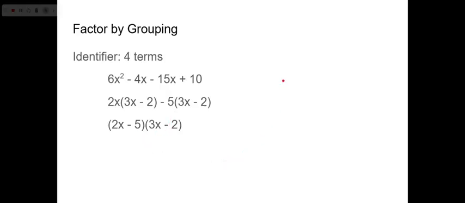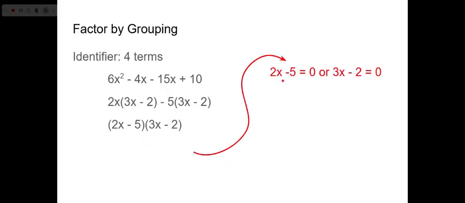And then again, your teacher wanted you to solve them, so you set each factor equal to 0. Add 5, divide by 2, I get x equals 5/2. Add 2, divide by 3, I get x equals 2/3.